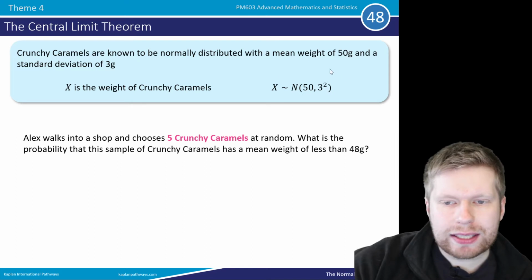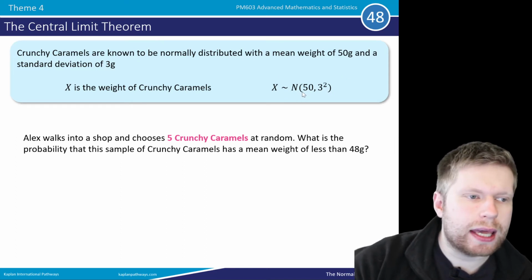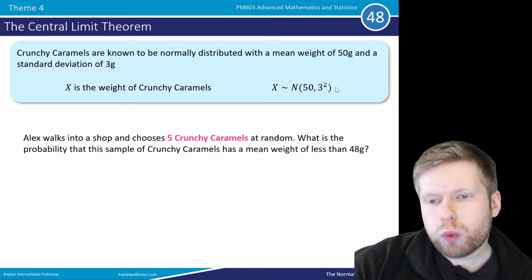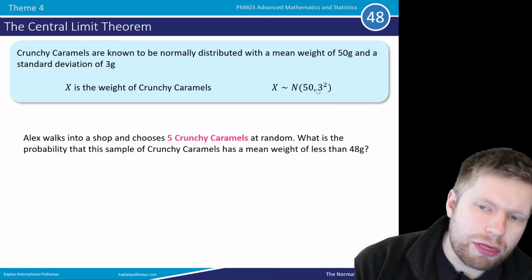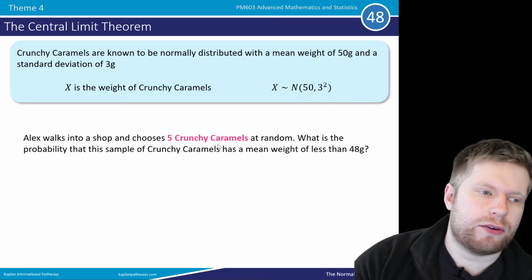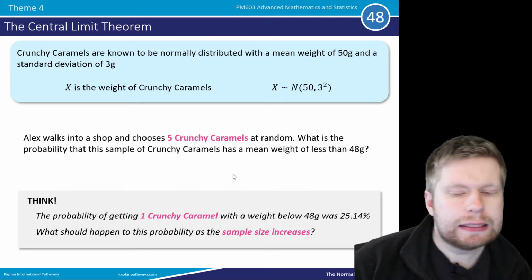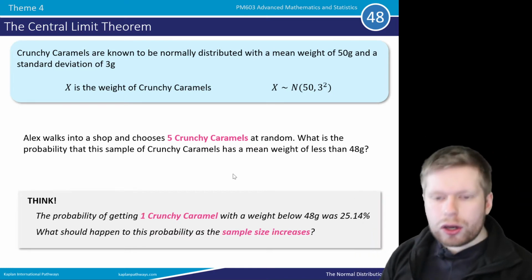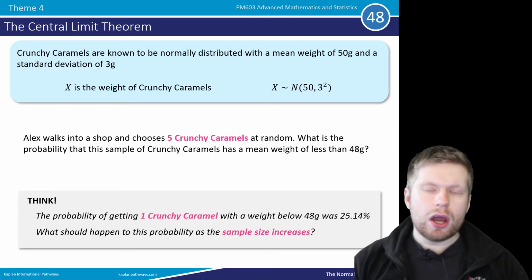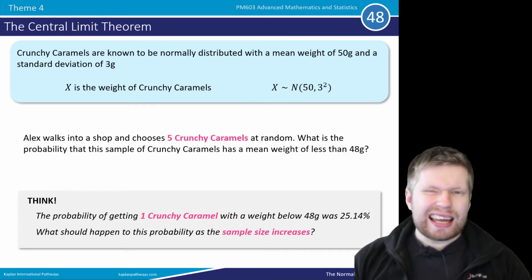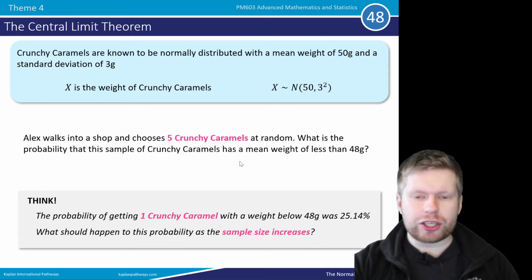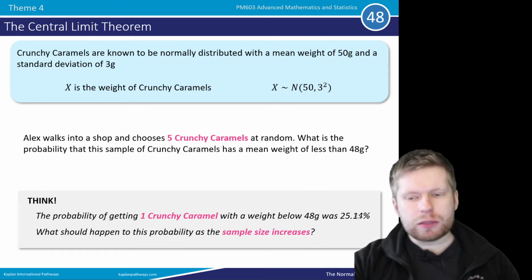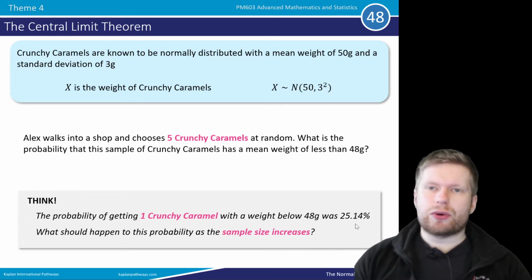Well, clearly now, my definition up here, my x is distributed normally using 50 and 3 squared. That was working with one crunchy caramel. Now I need to understand how this changes to deal with 5 crunchy caramels. I know that the probability of getting one crunchy caramel with a weight below 48 grams was 25%-ish, okay? Now I want you to pause the video here and think: what should happen to this probability if I increase the sample size? Going from 1 crunchy caramel to 5 crunchy caramels, should it increase or should it decrease?